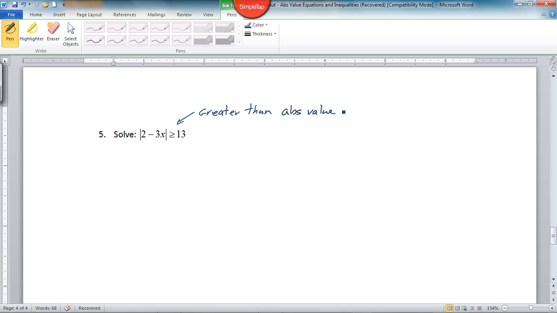Well, what we do on absolute value greater than inequality is we set up two equations. We do the 2 minus 3x in two separate inequalities. We do a less than, and in this case we've got the equal to, so we do a less than or equal to negative 13, and we do the 2 minus 3x greater than or equal to 13. You see what happens. Those two will give you the two parts of your solution set.